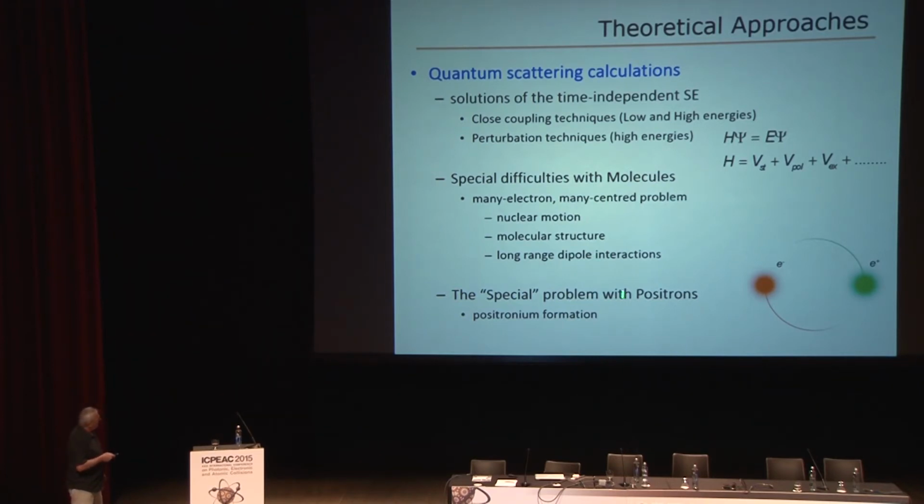And of course, the special problem with positrons is the formation of positronium. Describing positronium in the final state of a calculation is an extremely difficult problem. It basically means that the problem becomes a two-center expansion in the final state and poses many difficulties.